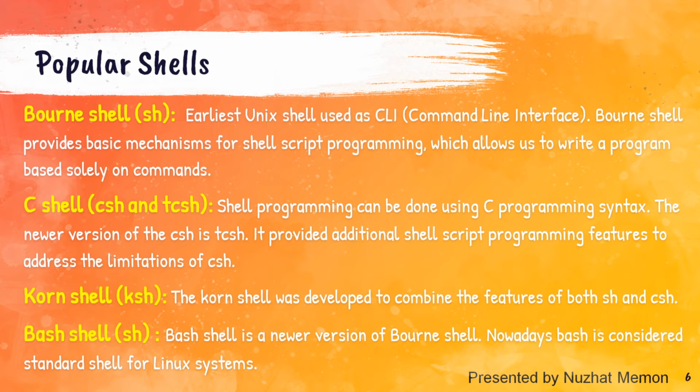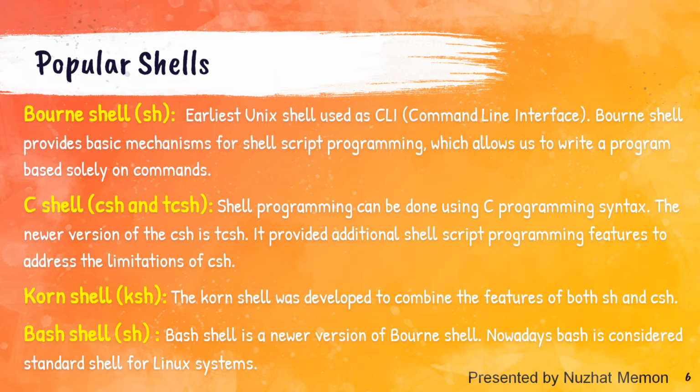C shell, you can say csh. Shell programming can be done using C programming syntax. Here, if you want to write any C program, then you will go for C shell. The new version of csh is tcsh. Why is there a need for a new version of csh? Because it will eliminate the limitations of csh. In csh, we had some limitations that will be overcome by tcsh. So it provides additional shell scripting programming features to address the limitations of csh.